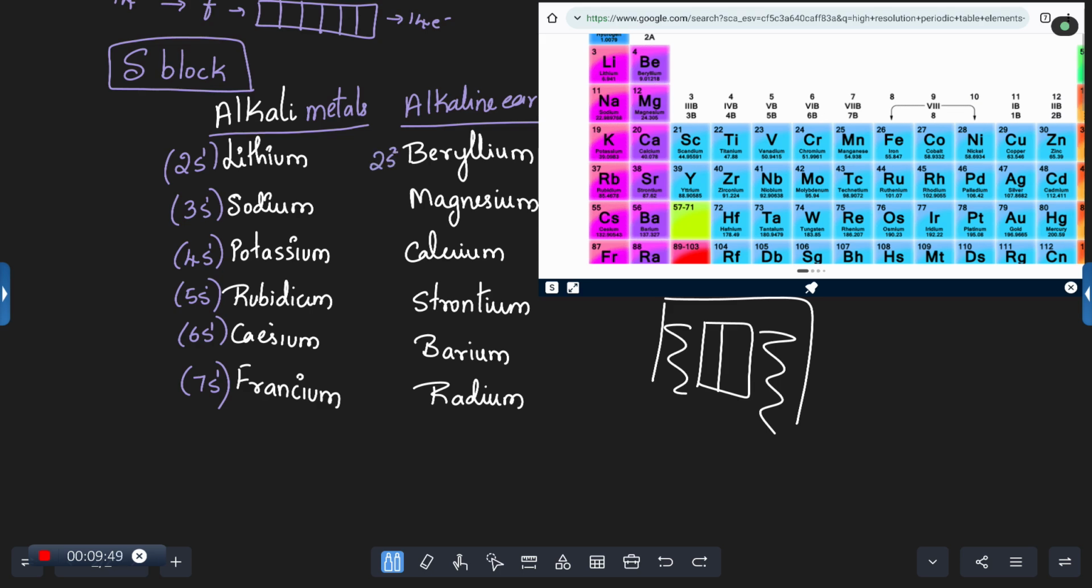Similarly, for beryllium, the outermost shell is 2s2. Not just spelling, you'll have to write it in your notes. Write down. Magnesium 3s2. Calcium is 4s2. Strontium is 5s2. Barium 6s2. Radium 7s2. Did you finish?